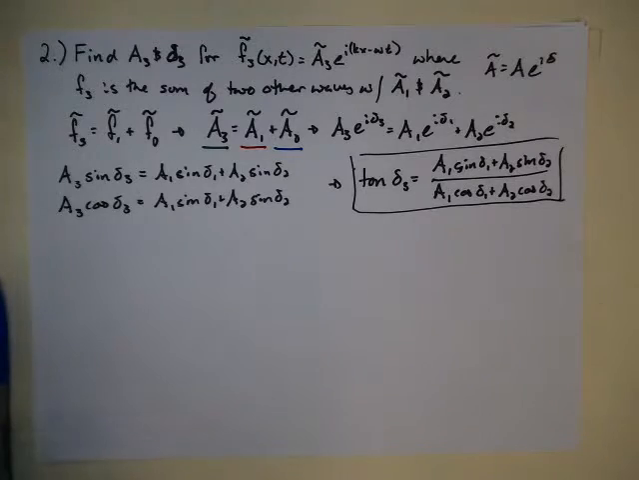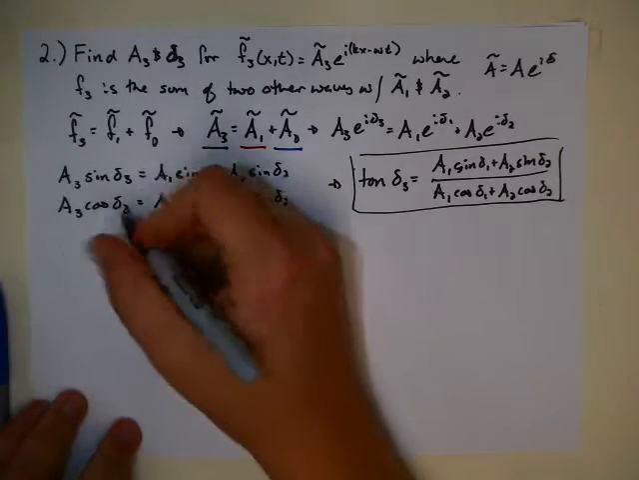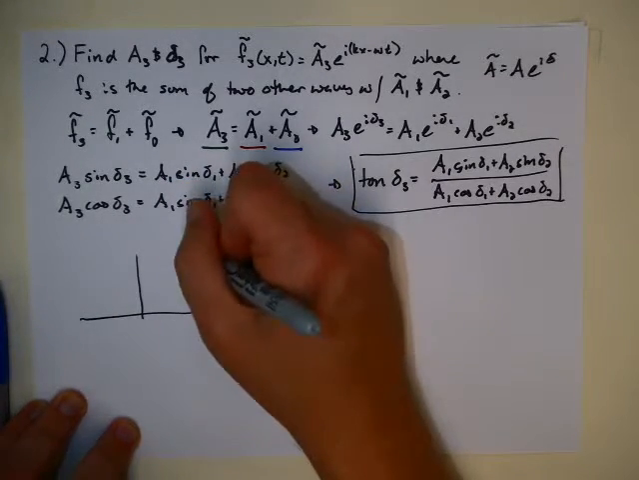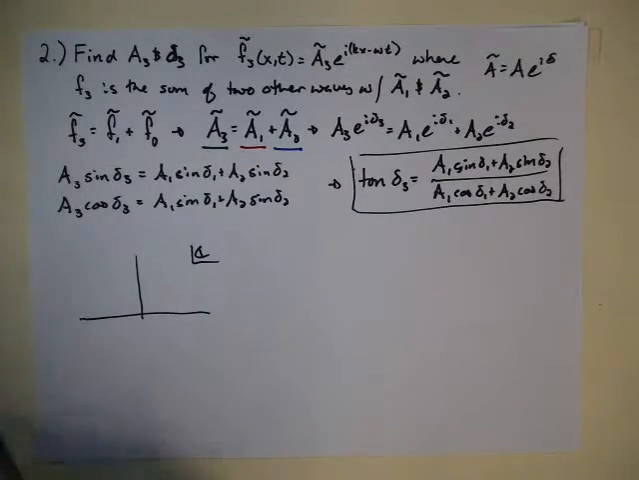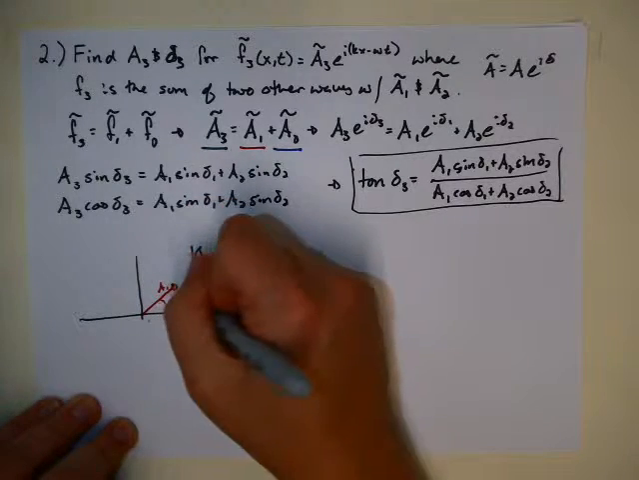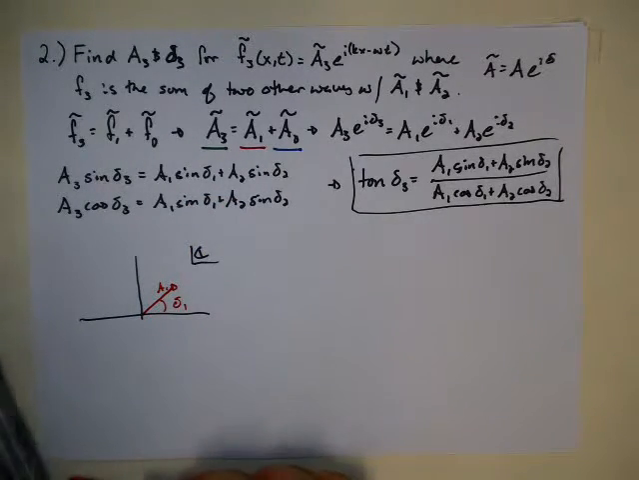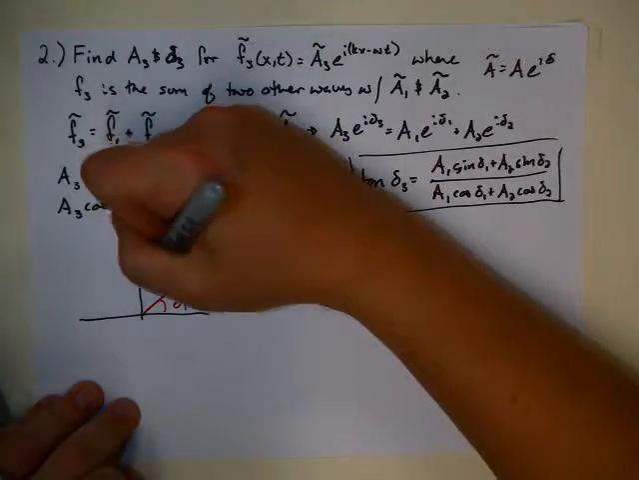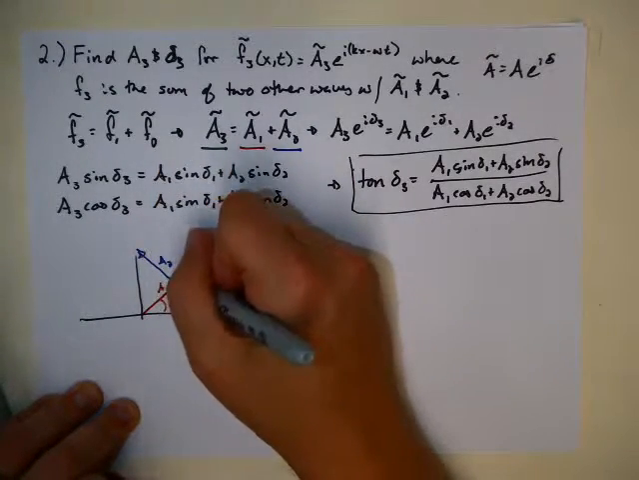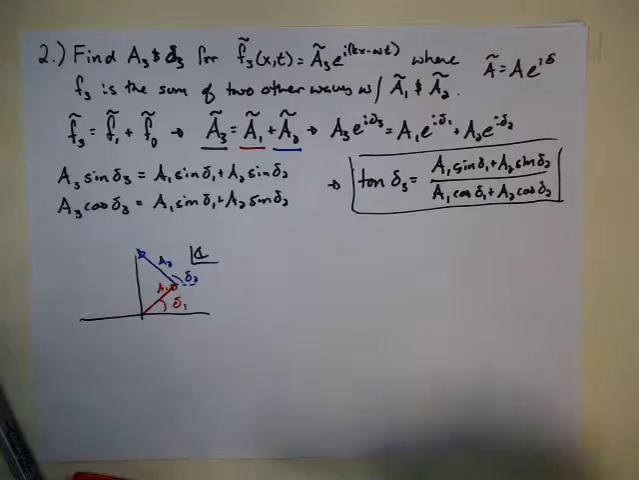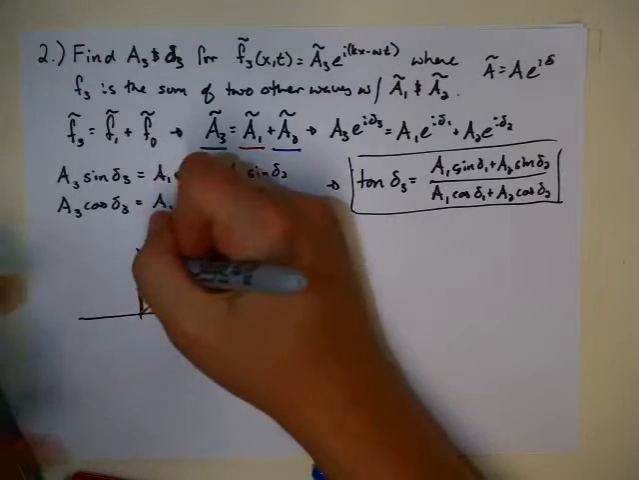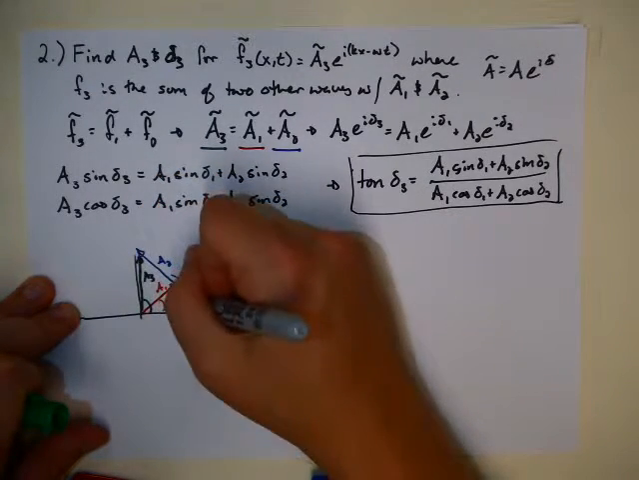And now I'm going to draw something in the complex plane, and so here will be the complex plane. Okay. And then I'm going to draw my A1 vector, and so it has length A1 and it has angle delta 1. And then starting from the tip of that, I'm going to draw my A2 vector. So this is A2, and this is delta 2. And the resultant, of course, if I add the two together, is this guy here, and this is A3. And this measurement here is delta 3.